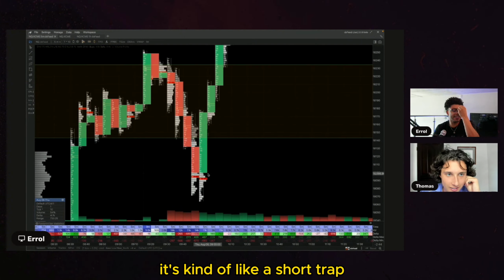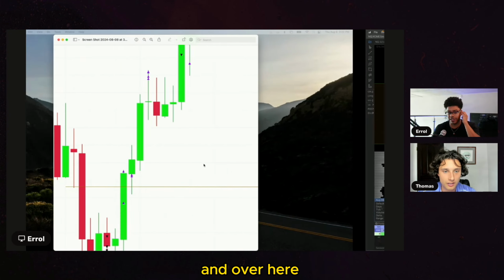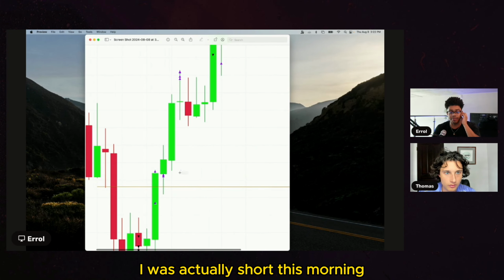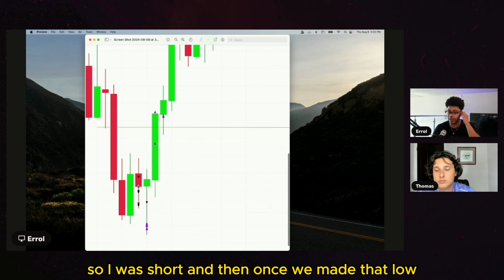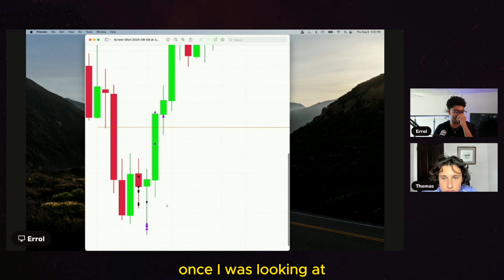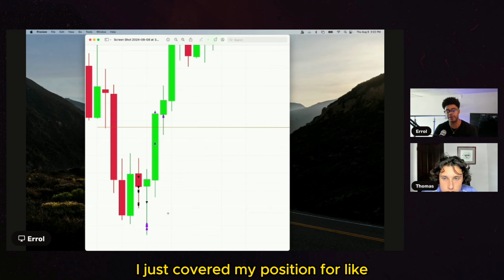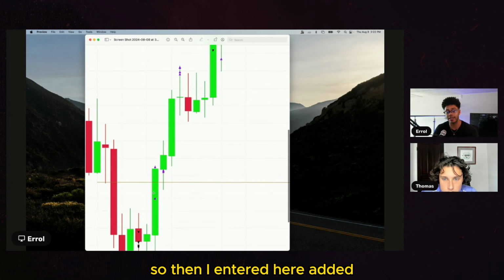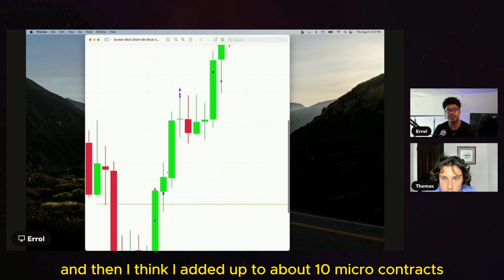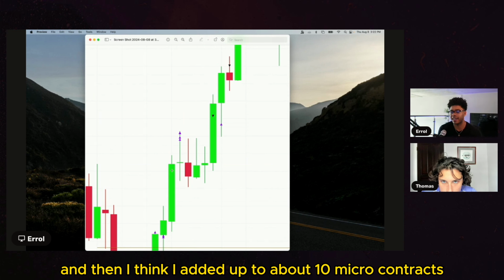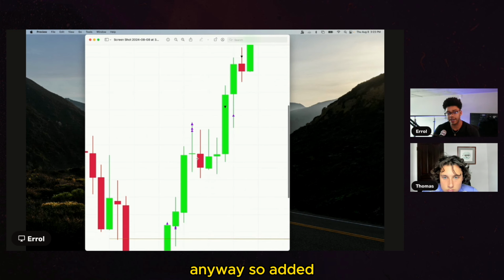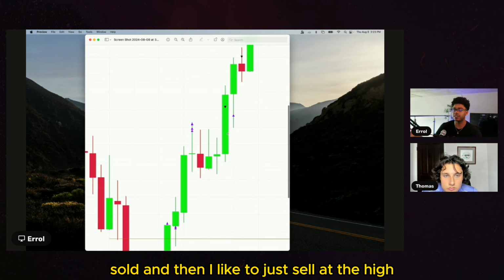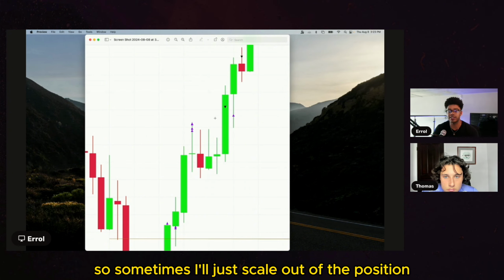It's kind of like a short trap that played out this morning. And over here, I was actually short this morning. Once we made that low, and some things looked kind of suspicious, I covered my position for maybe a few dollar gain. And then I flipped long. I entered here, added, and I think I added up to about 10 micro contracts. But anyway, I added, sold. I like to sell at the highs, so sometimes I'll just scale out of the position.